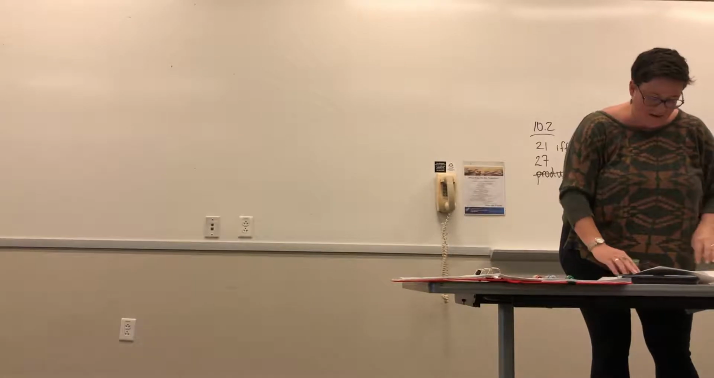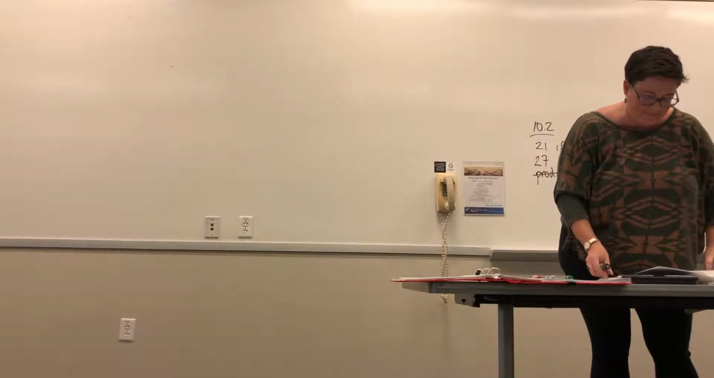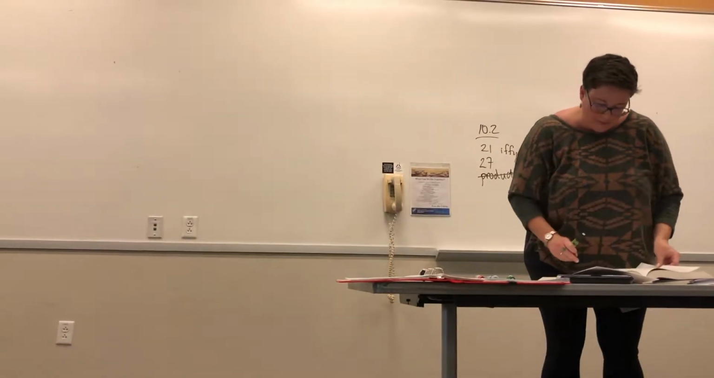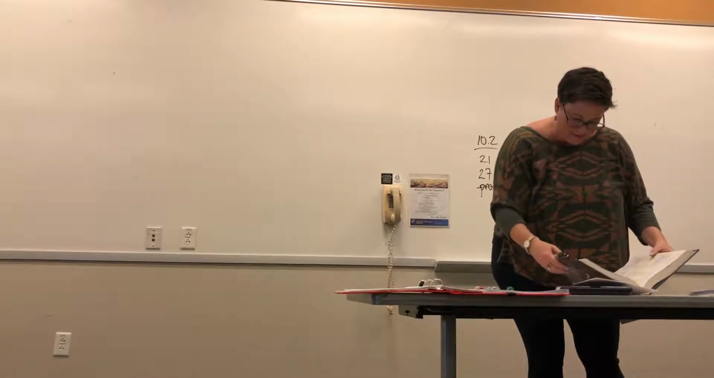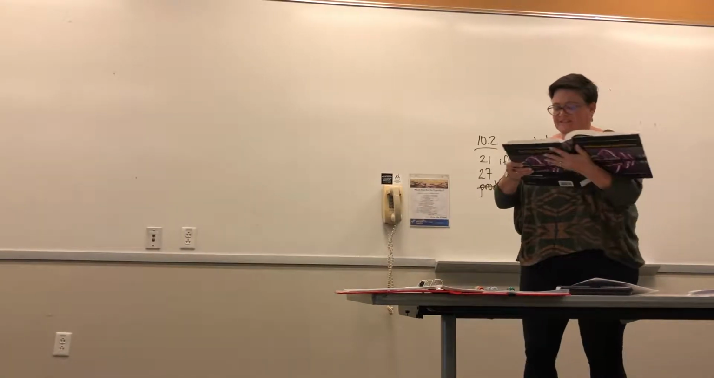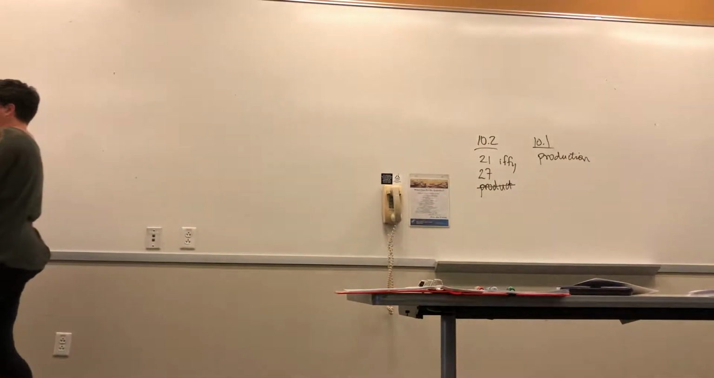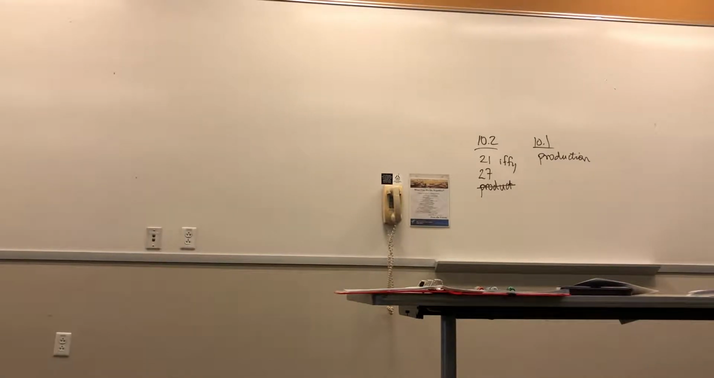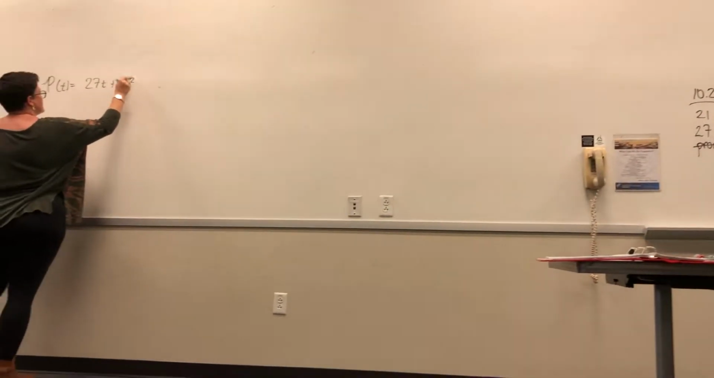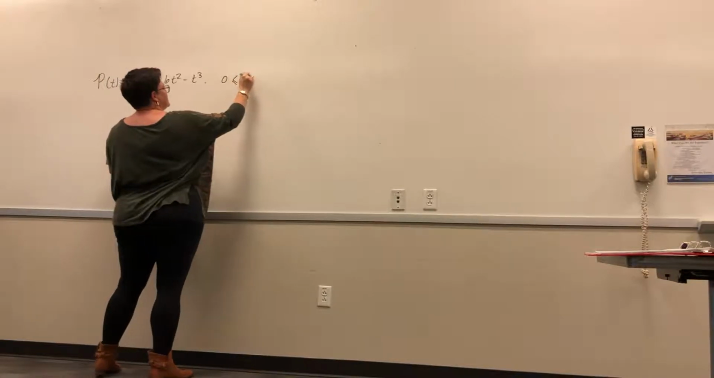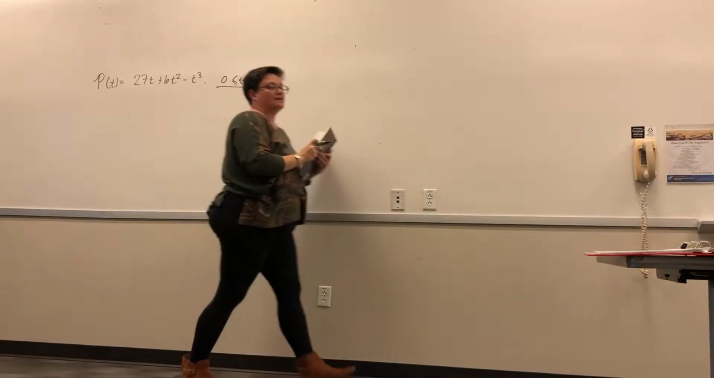Okay, let's start with 10-1 and work our way up. 10.1, Production. Is this the 70T one? No, 2017. So this is production as a function of time: 27T plus 6T squared minus T cubed, and 0 is less than or equal to T is less than or equal to 8. Remember I told you those matter.